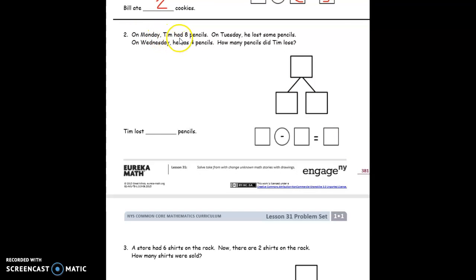On Monday, Tim had 8 pencils. On Tuesday, he lost some pencils. On Wednesday, he has 4 pencils. How many did Tim lose? Let's draw 8 circles to represent our pencils. Once you have your 8 pencils drawn, we know that he lost some pencils on Tuesday, but on Wednesday he has 4 left over. We know he has 4 left over on Wednesday, so let's circle 4.